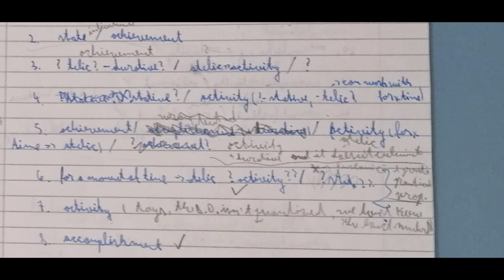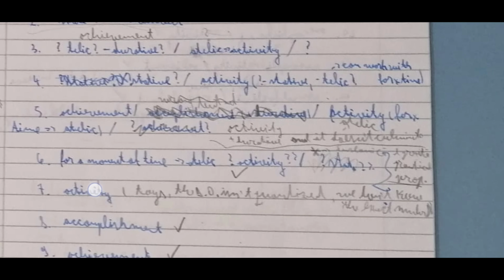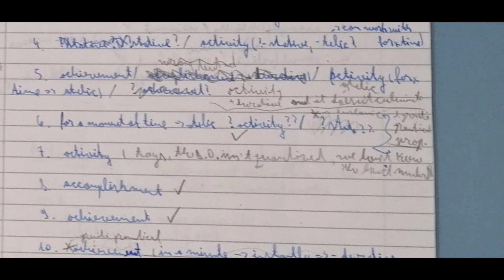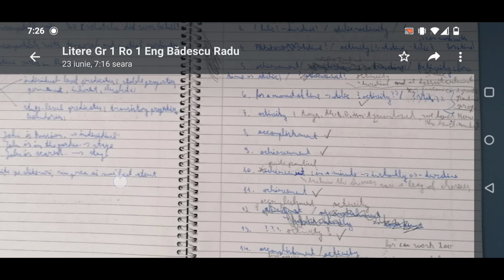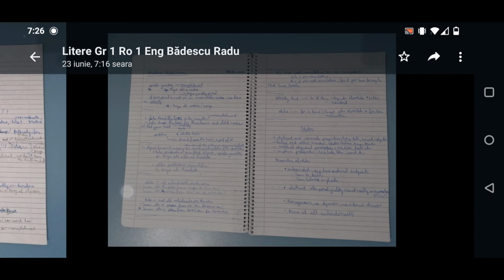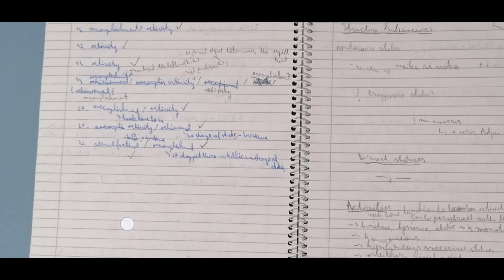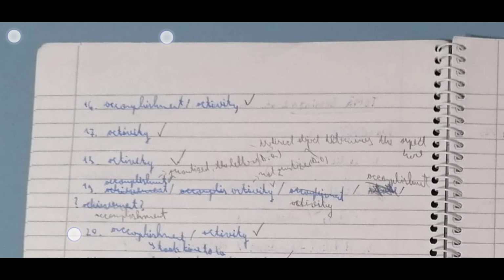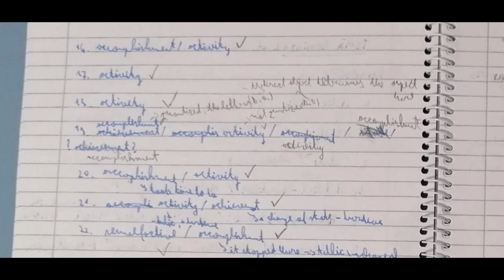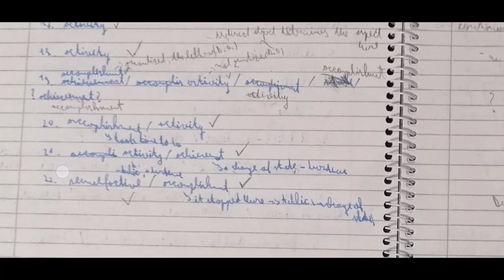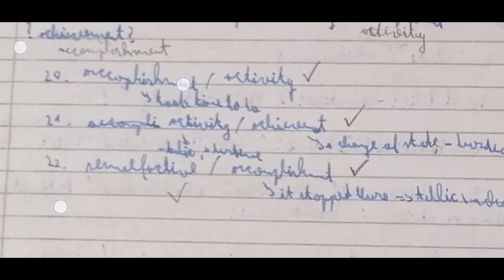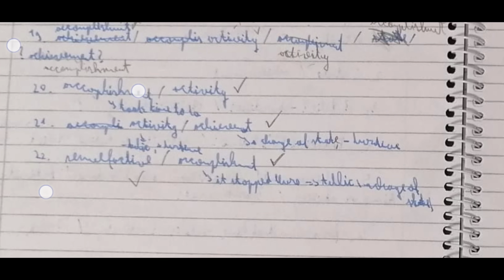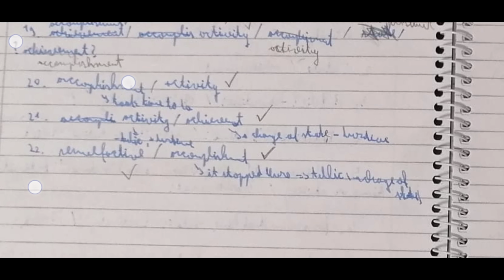So activity plus her alive, and it doesn't culminate. Accomplishment, activity, activity. Accomplishment, activity, accomplishment, activity. Achievement accomplished. It stopped there. So we have semi-factive. It stopped there.